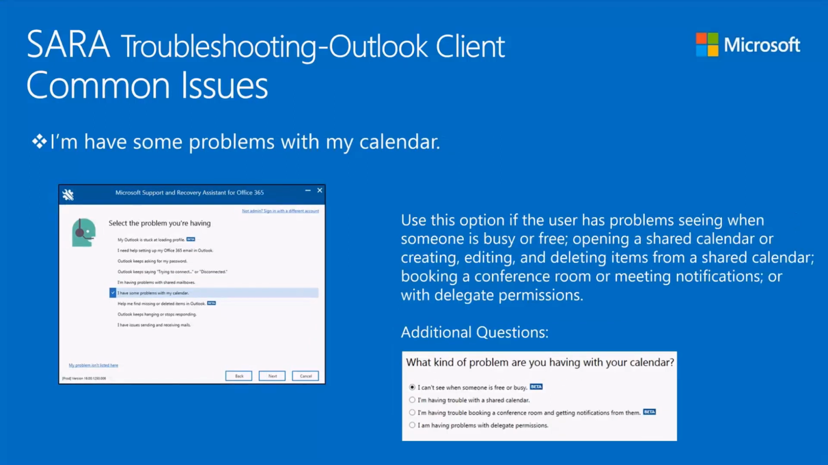The next common issue is, I'm having some problems with my calendar in the Outlook client. So this option is used if the user has problems seeing when someone is busy or free, so free busy, and opening a shared calendar or editing or adding or deleting items for a shared calendar, booking a room, whether it be a meeting or a conference room, or with any delegate permissions.